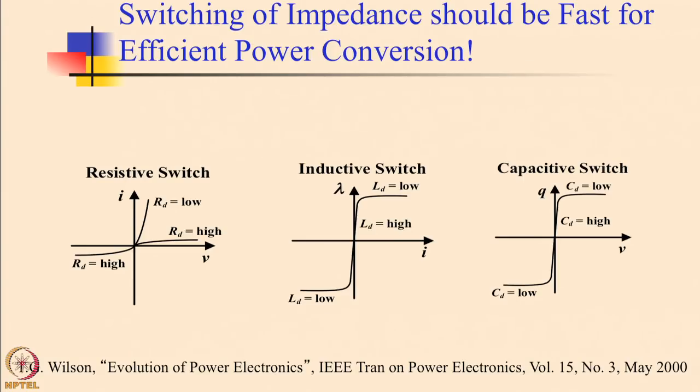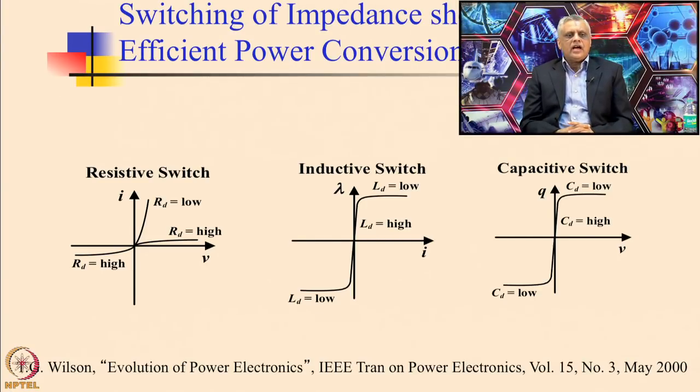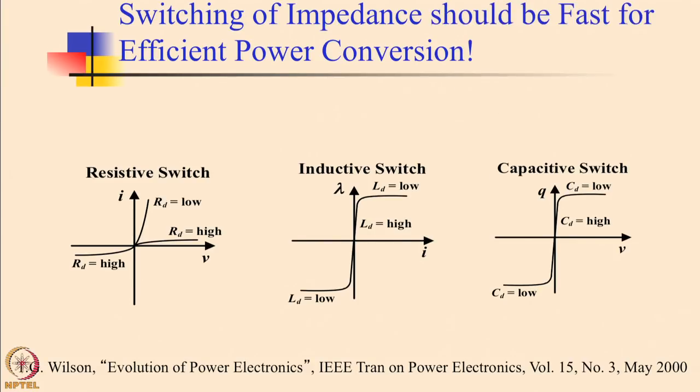So what you see here is a resistive switch which changes the impedance from a very high to a very low value, shown in the first figure on the left side. Similarly, there is the possibility of an inductive switch, which switches an inductive impedance from a very low value to a very high value. This is also called a saturable reactor, because when we want the inductance to be extremely low, we saturate the inductor, and when we want the inductance to be very high, we bring it out of saturation. So this works as an inductive switch, and similarly a capacitive switch. The four basic forms of power converters can make use of one of these three types of impedance switching.